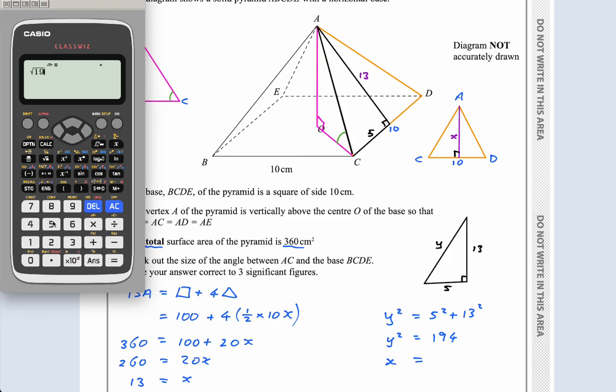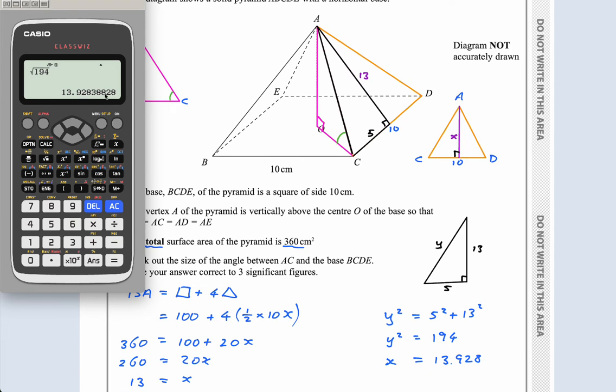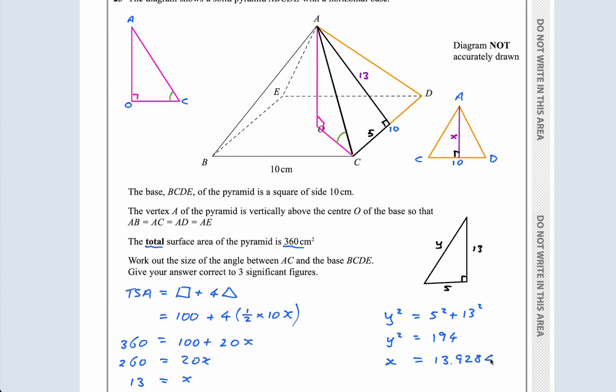Square root of 194, which is 13.9284. Okay, so now I have this length. This is 13.9284. Great, I have this length.